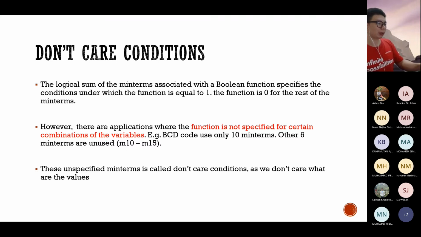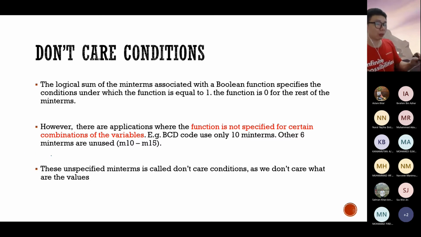Okay, so these are the expressions. The logical sum of the minterms associated with the Boolean expression specifies the condition under which the function is equal to 1. The function is equal to 0 for the rest of the minterms. Whatever that means, you can digest it later on. However, there are applications where the function is not specified for a combination of the variables. So this is what I want to highlight. The function is not specified for a certain combination of variables.